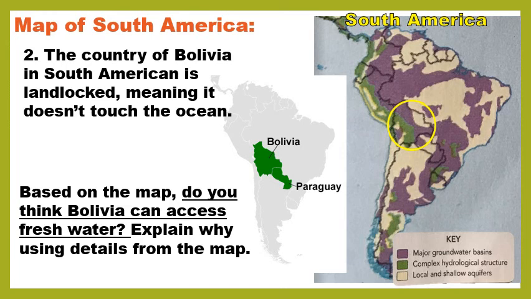And you're going to explain to me, using at least one detail from the map, why you think Bolivia has or doesn't have access to fresh water. And remember that Bolivia is landlocked, meaning it doesn't touch the ocean. All right, and I'm also going to give you a little hint since you guys were so good in watching this video. Think about whether the ocean is freshwater or saltwater, and think about what humans can use, freshwater or saltwater, to cook and eat and bathe and all that jazz.